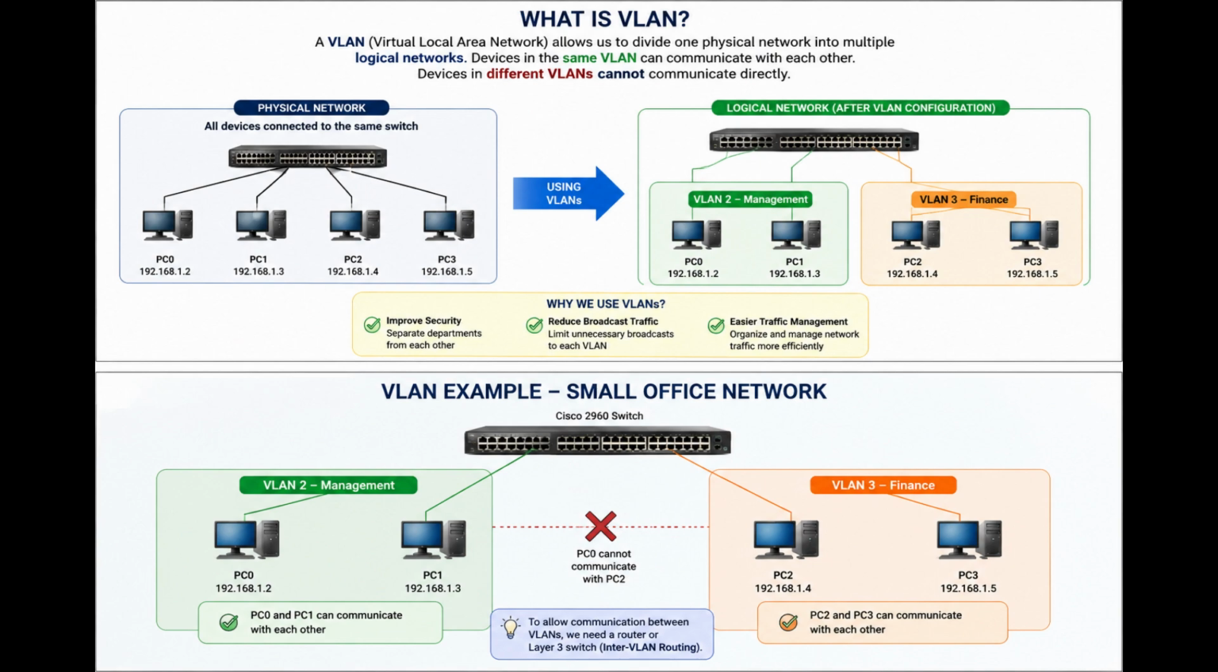Before we start the configuration, let's understand why we use VLANs. VLANs allow us to divide a network into smaller logical networks. We use VLANs to improve security, reduce unnecessary broadcast traffic, and make network management easier. In this example, we will use VLANs to separate the management department and finance department on the same switch.